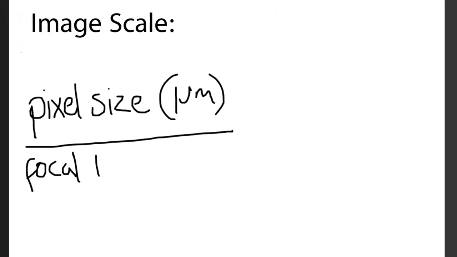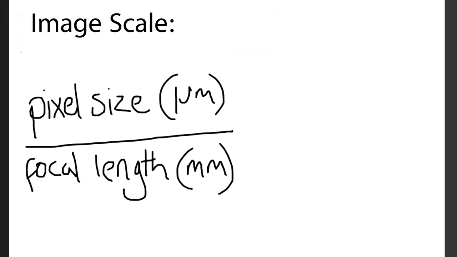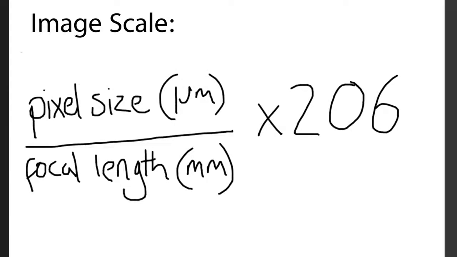This is simply the pixel size in micrometers divided by the focal length in millimeters, multiplied by the magic number of 206. And the value you get there is the number of arc seconds per pixel. And this value should be in the range 1 to 2, ideally.